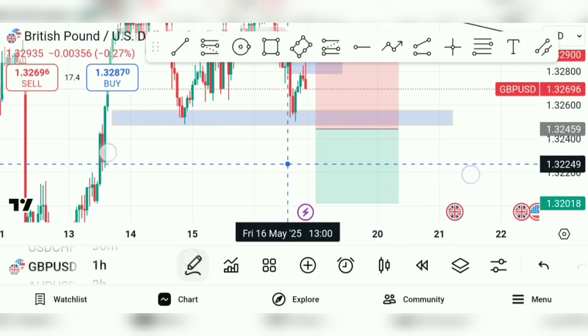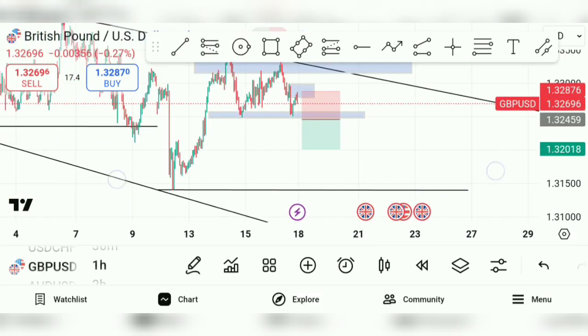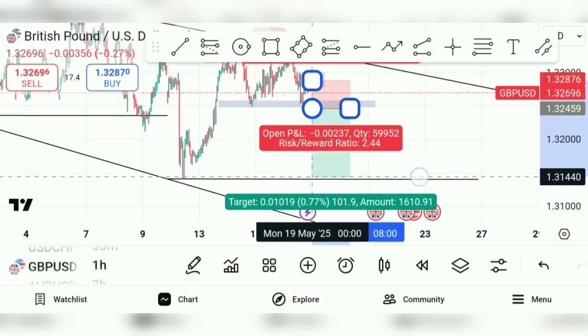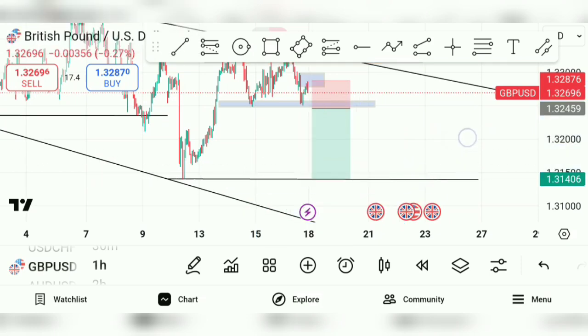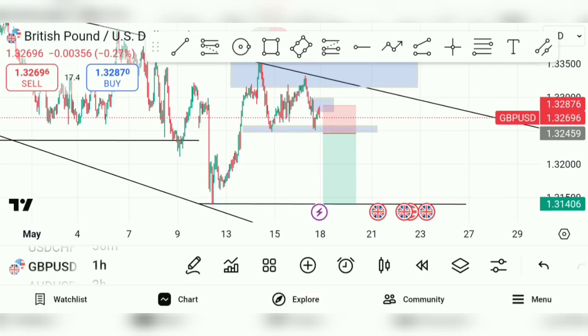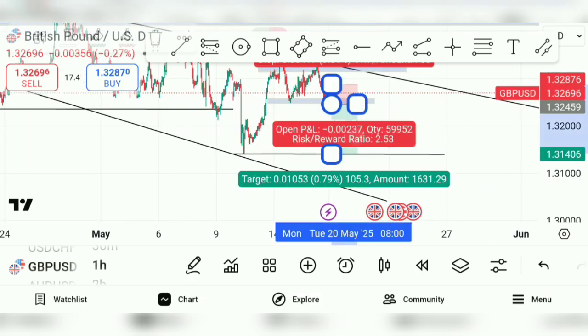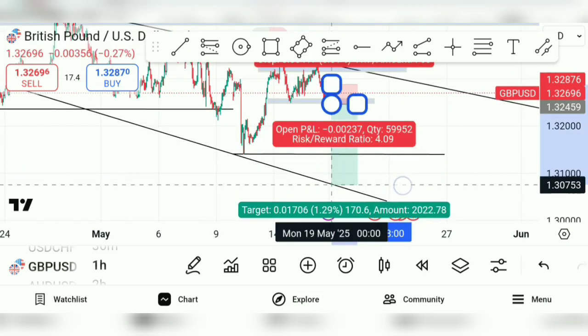order from here, then your stop loss just above this place, that's about 40 pips. Then your target should be at this point. That's my advice to anyone who would like to join me in this sell. But for me, I'm going to be targeting more than that place. My target is going to be at this point, which is about 1:4.